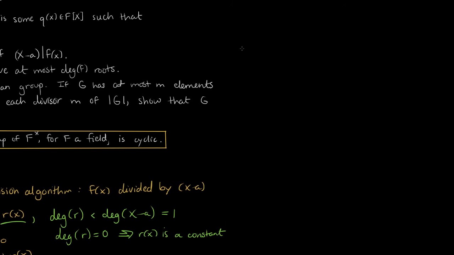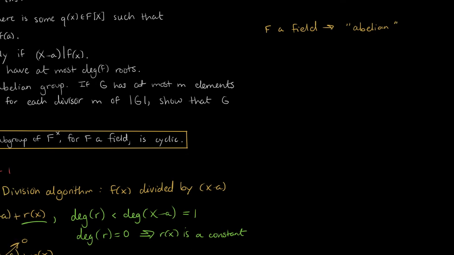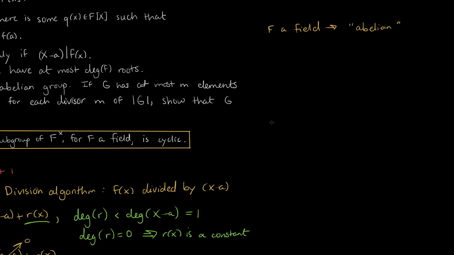So if F is a field, because F is a field, its multiplication is, of course, going to be commutative. So this means that, in a sense, it's Abelian. And this is going to be concrete once we're considering only its multiplication. So, in fact, we're looking for subgroups of F star, right? So consider some subfield, any subfield of F.